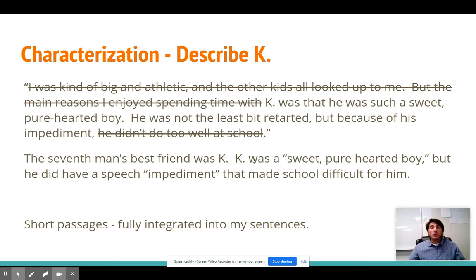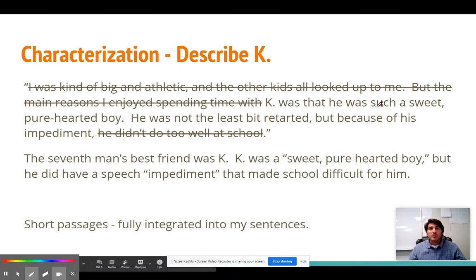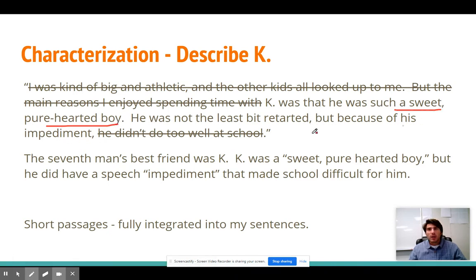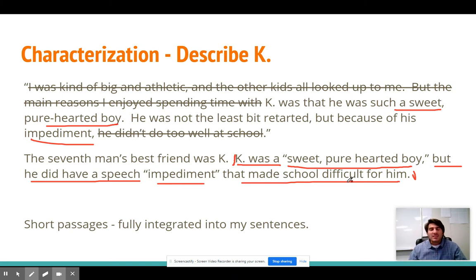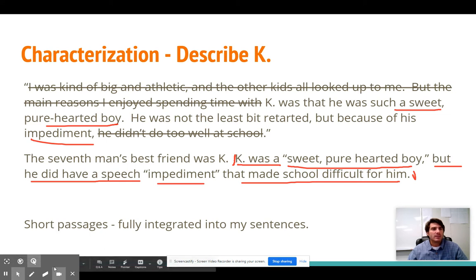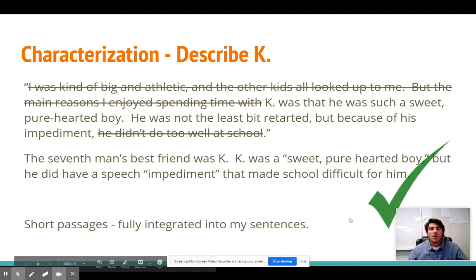Now, this sentence is kind of cool because I actually have 2 quotations in it, right? I use 2 parts. Sweet, pure-hearted boy, and then impediment. And yet mine is all one sentence. It starts here and it ends here, which is fine. This is just a little bit more complex where I write, I use my quote, I write, I use my quote, I write. But read it. It's one sentence. You can't even hear a break in the ideas. K was a sweet, pure-hearted boy, but he did have a speech impediment that made school difficult for him. One complete, solid sentence that goes together, short little passages from the text, integrated and woven into my sentence. Okay? All right, let's erase this. Okay, so that's what we're looking for.